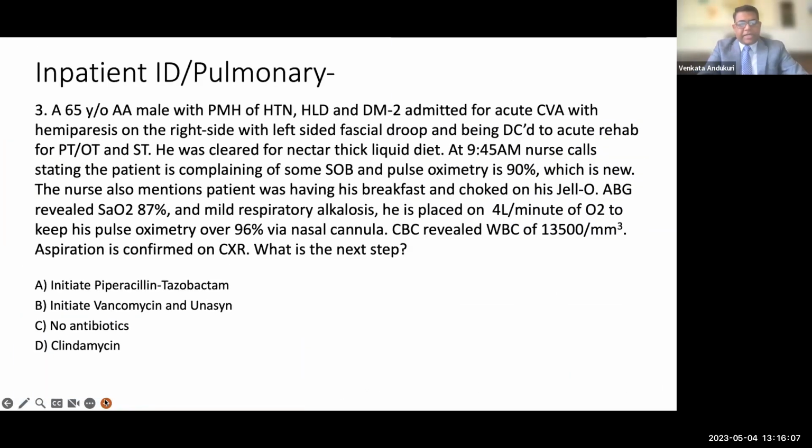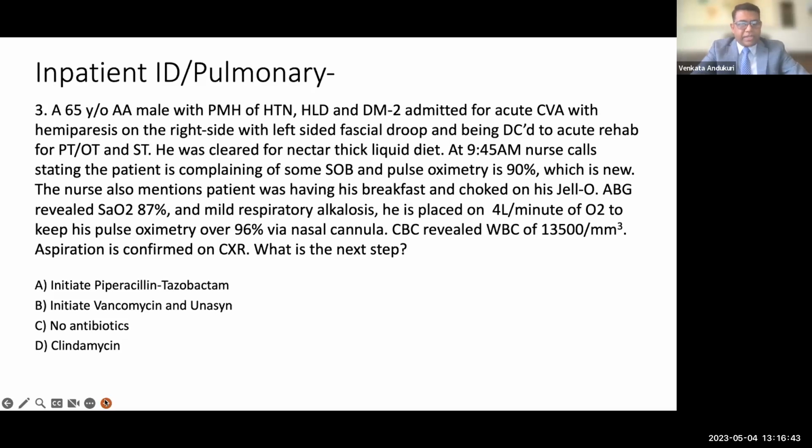So the next case that I have is inpatient ID pulmonary again, a 65-year-old African American male with past medical history of hypertension, hyperlipidemia, and diabetes mellitus, admitted for acute CVA with right-sided hemiparesis and left-sided facial droop, and being discharged to acute rehab for PT, OT, and speech therapy. He was cleared for a nectar-thick liquid diet. At 9:45 a.m., the nurse calls stating that the patient is complaining of some shortness of breath and pulse oximetry is 90%, which is new. The nurse also mentions the patient was having breakfast and choked on his Jello.